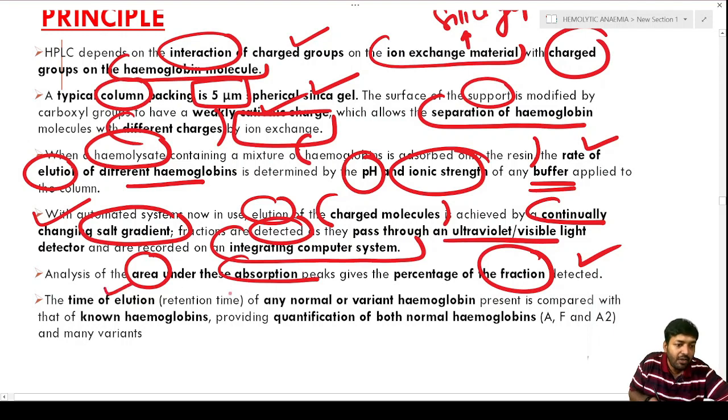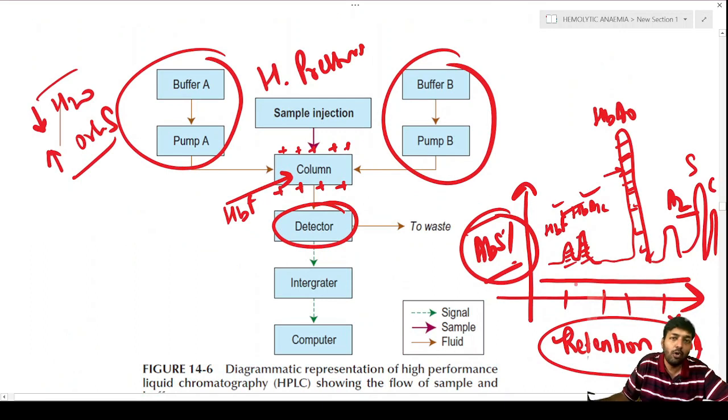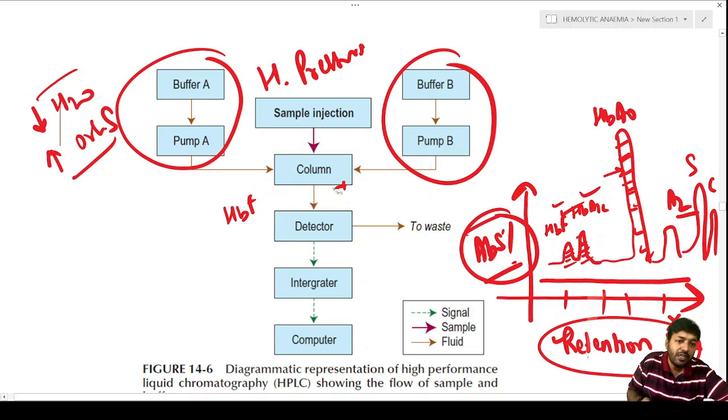Now the time of elution, that is the retention time, of any normal or variant hemoglobin present is compared with that of the known hemoglobin. The known hemoglobin's fraction time is already fed into the computer, and in comparison to that, the variant hemoglobins are also charted over here. So what is the retention time? As I already told you before, the retention time is the time that a particular fraction spends in the column.